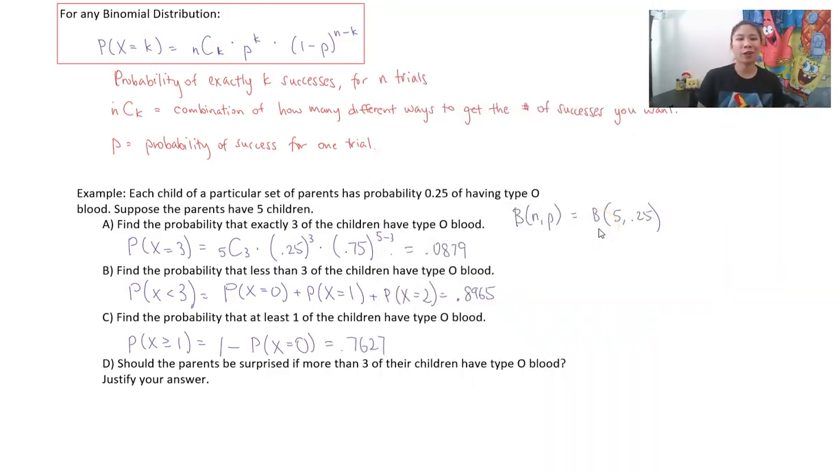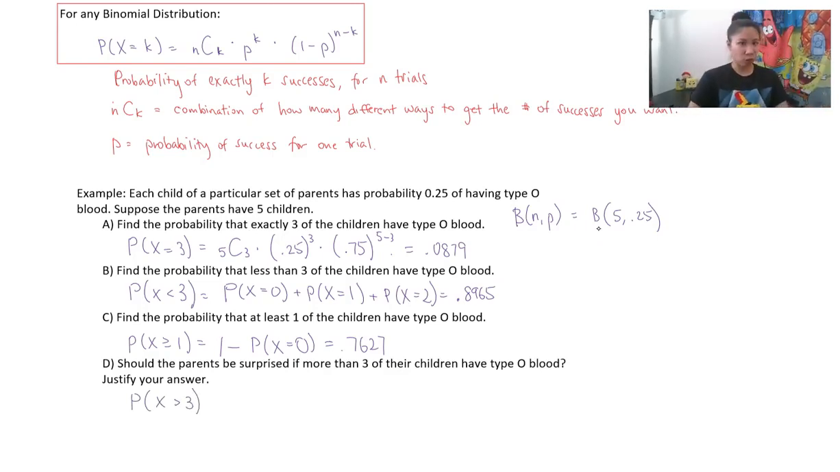And the last part of our example: should the parents be surprised if more than 3 of their children have type O blood? Justify your answer. So the parents should be surprised if the probability is really low, right? Because that would mean it's kind of rare for it to occur. So that's basically what we're trying to look for then. What is the probability that more than 3 of their children have type O blood? So if I wrote it out in symbols, it would be P of X is greater than 3.